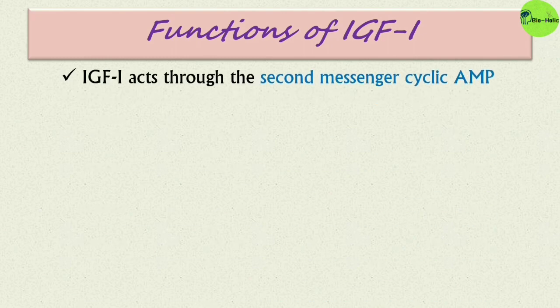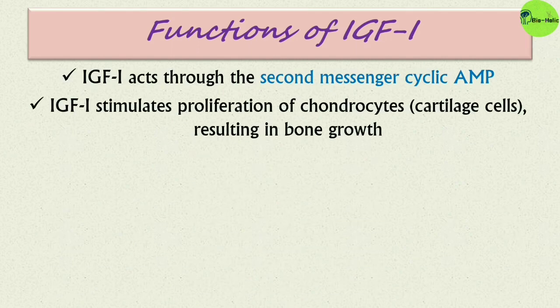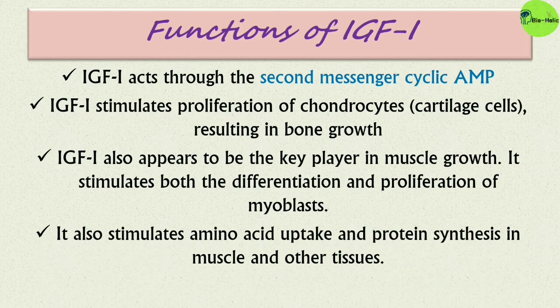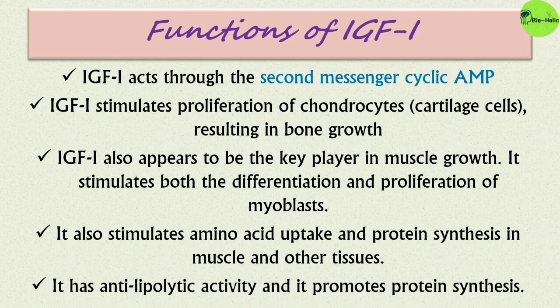IGF-1 has various functions. By acting through the cyclic AMP, IGF-1 stimulates proliferation of chondrocytes, resulting in bone growth. It also appears to be the key player in muscle growth. It stimulates both the differentiation and proliferation of myoblasts. It also stimulates amino acid uptake and protein synthesis in muscle and other tissues. And it has also anti-lipolytic activity, and it promotes protein synthesis.